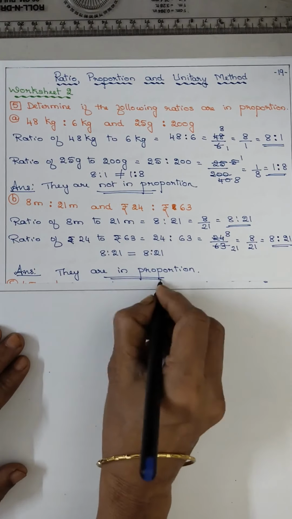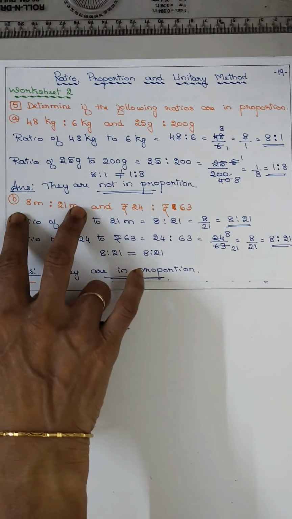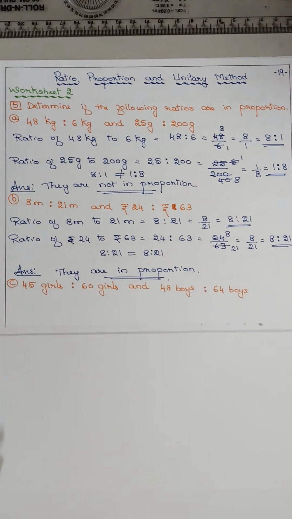Hope you are understanding, because they are fully different. First is in meter, second is in rupees. So that is why find them separately.